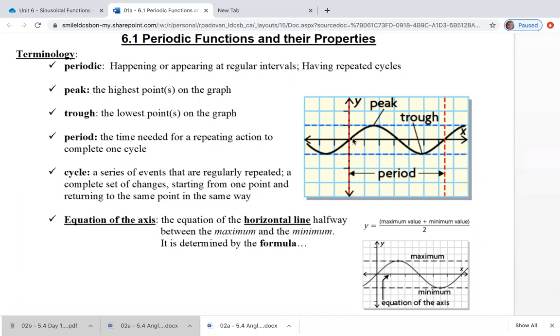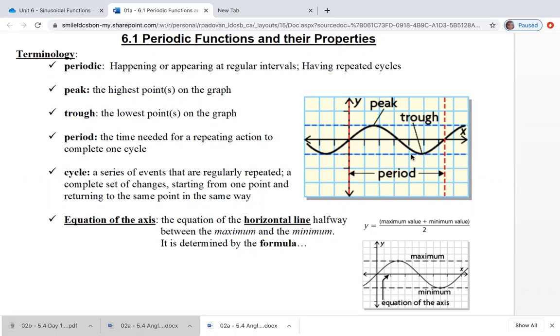So for example, this graph that you see in front of you here, if we start at the origin, it's coming up, it has a peak, it's coming down, it's going back up, and then it's going to repeat itself and keep repeating, and have a wave look to it. So it has a repeated cycle. So that means that it is periodic. The peak is again the highest point on the graph, so it doesn't get any higher than this. And then conversely, the trough is the lowest point on the graph, right?